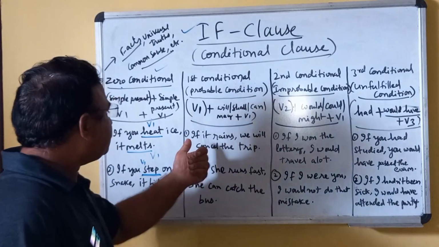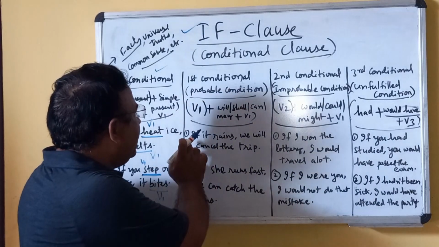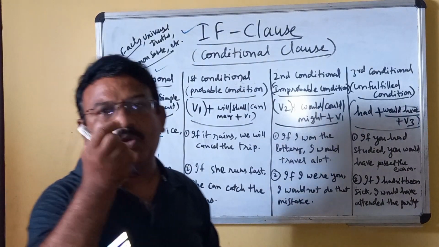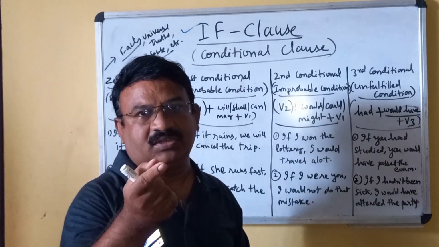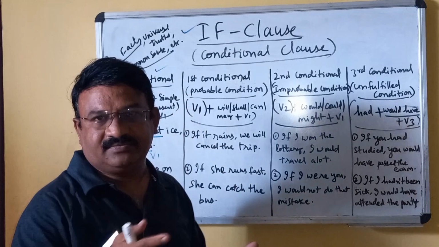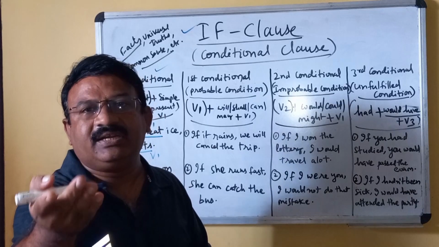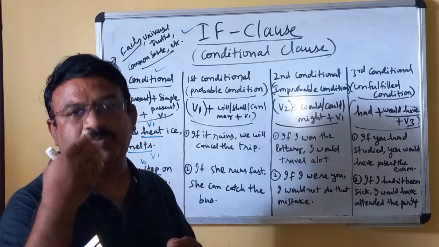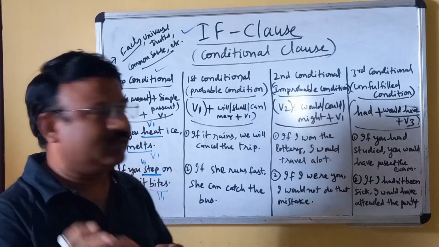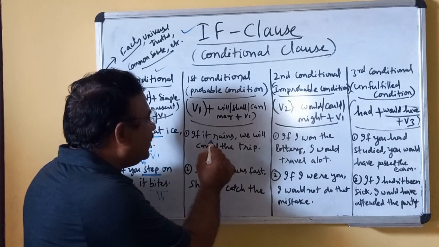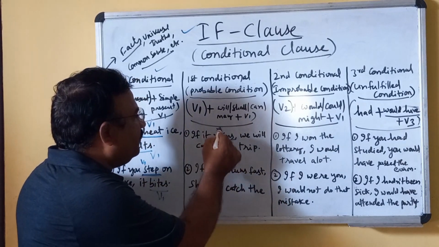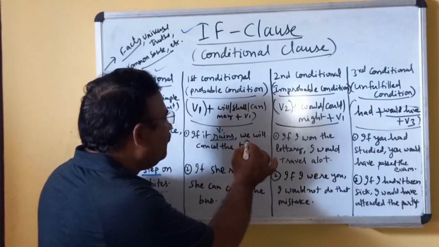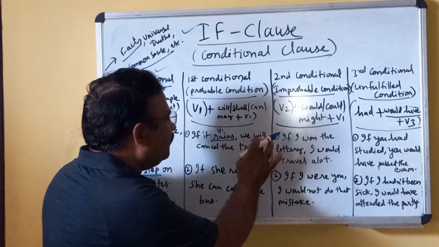Let us see examples. If it rains, we will cancel the trip. It is probable. It has more probability. Probable means possible, possibility. So, if it rains, this clause is if plus V1. See the following clause. What is the main clause? Will plus V1.